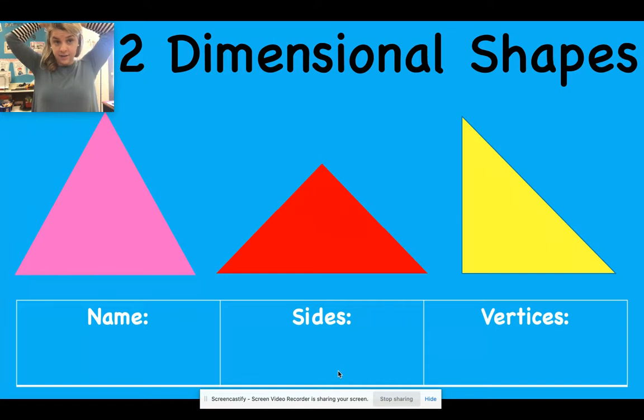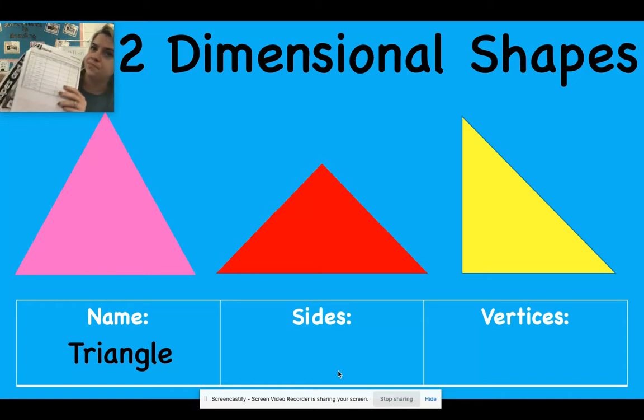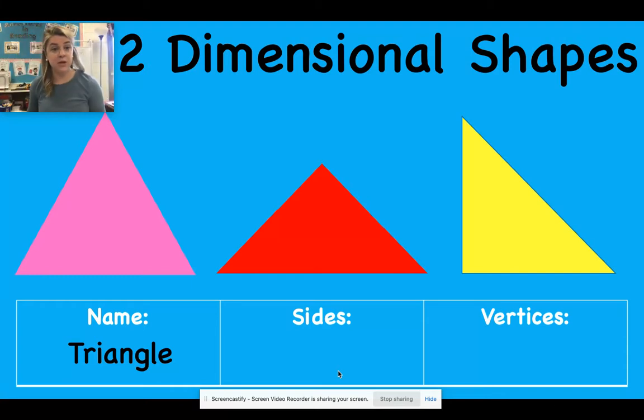And another example. What shape is that? It is a triangle. Very good. If you look, it's the next shape down. All right, so here we go. Triangle. I want you to draw a picture of one. So in your box, draw a picture of a triangle.